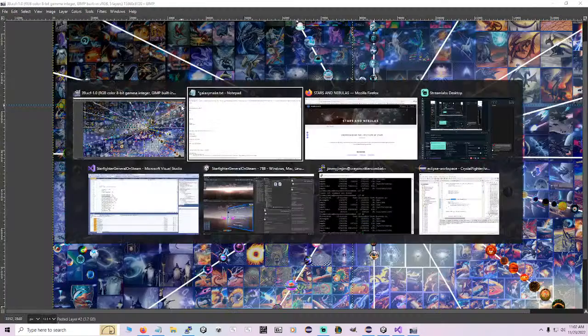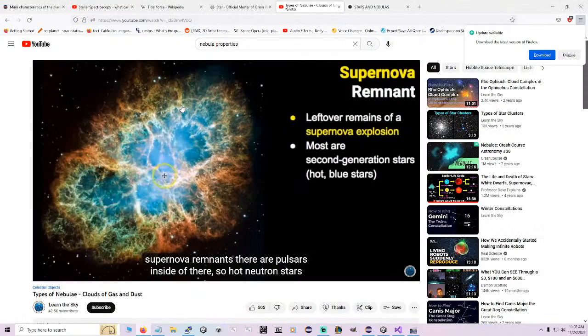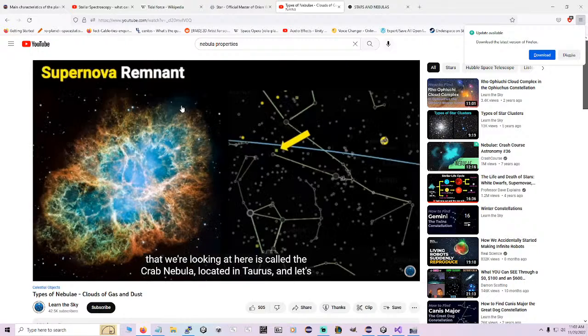Everything is moving outwards from the center, and typically within these supernova remnants there are pulsars inside of there, hot neutron stars that are spinning very, very rapidly and often send out radio signals. And the one that we're looking at here is called the Crab Nebula, located in Taurus. And let's take a look at where that would be.